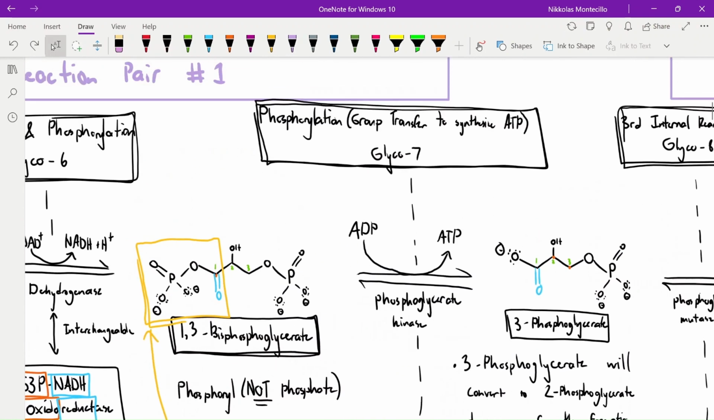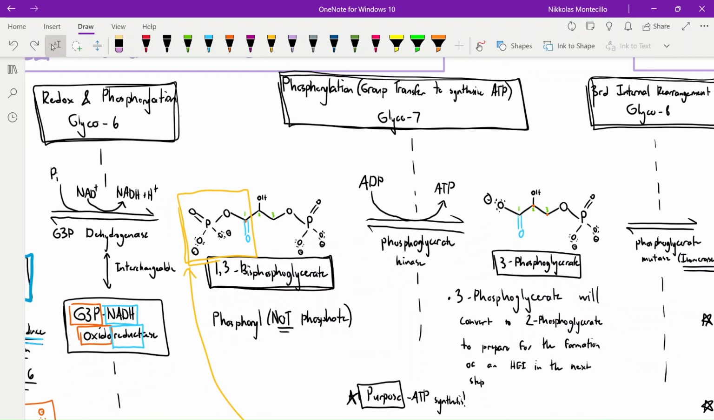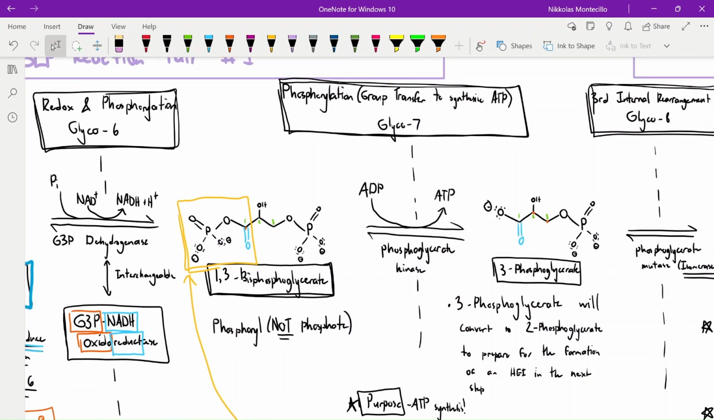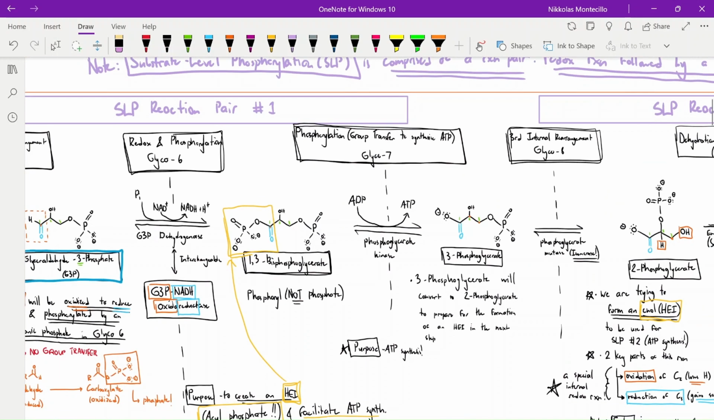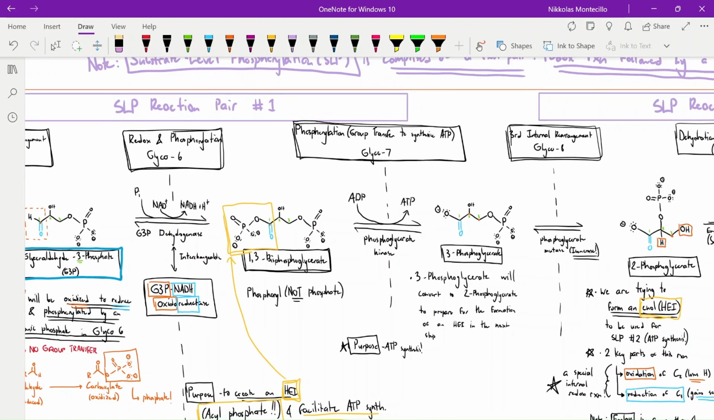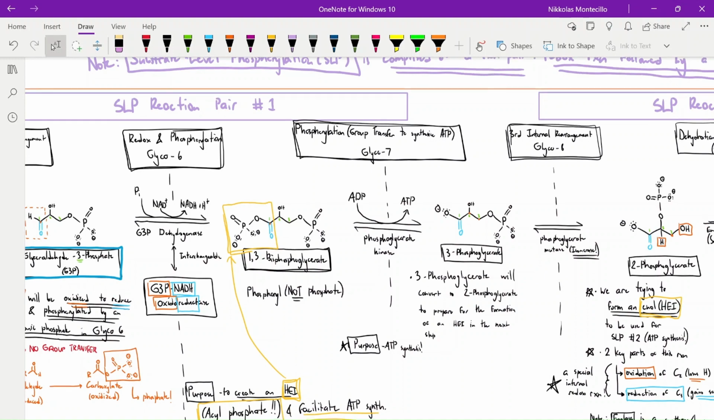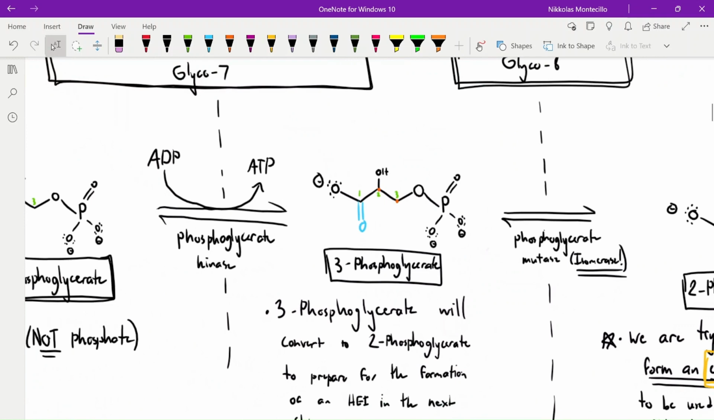So we see here that there's a phosphorylation step that occurs for Glyco 7. The purpose of this step is pretty straightforward. It's to synthesize ATP. So we have here a high energy intermediate, bisphosphoglycerate, and it undergoes the first group transfer. This is considered substrate level phosphorylation. Substrate being that the bisphosphoglycerate phosphorylates ADP to form ATP because the reaction is favorable, right? Because, as I said before, acyl phosphate is the high energy intermediate. And what we're left with is 3-phosphoglycerate.